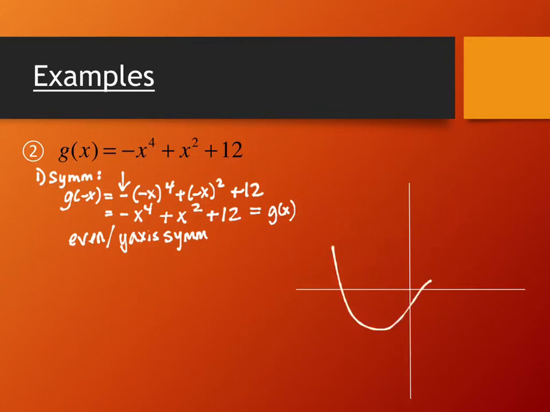But we need to see, does it cross the x-axis any? Or does it cross the y-axis? So we have lots of things, but whatever happens, whatever's on the left-hand side of the y-axis will mirror whatever's on the right-hand side of the y-axis. That's what this is telling us. My second thing is to let negative x to the fourth plus x squared plus 12 equal 0.